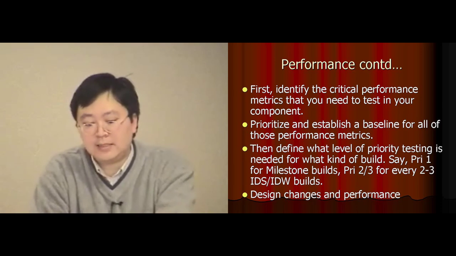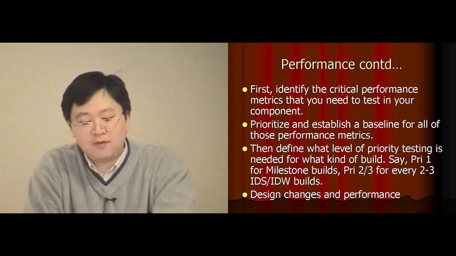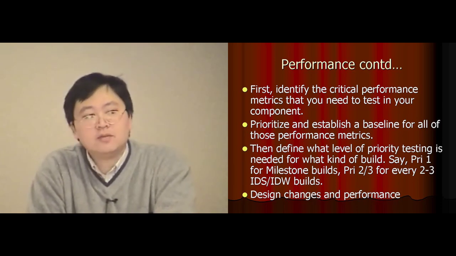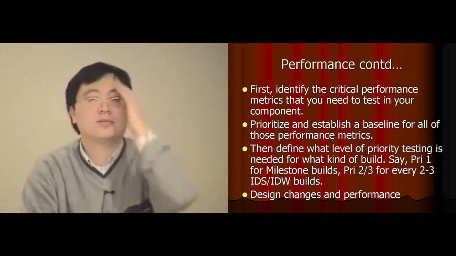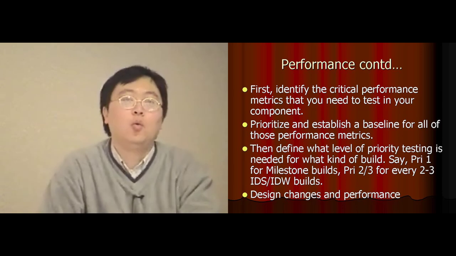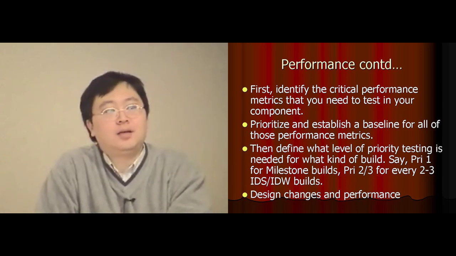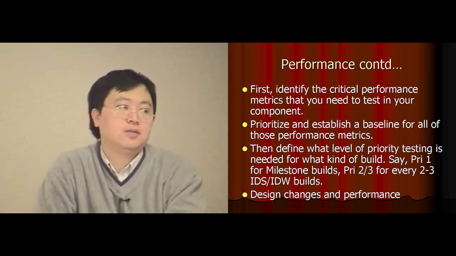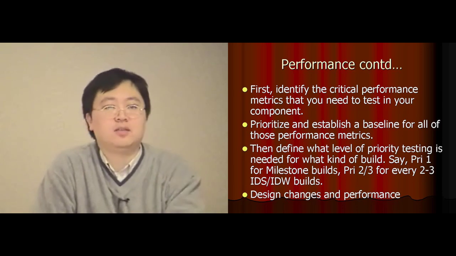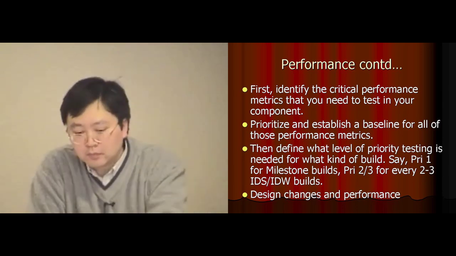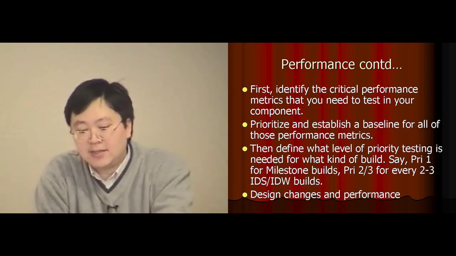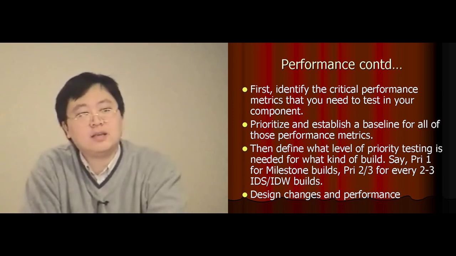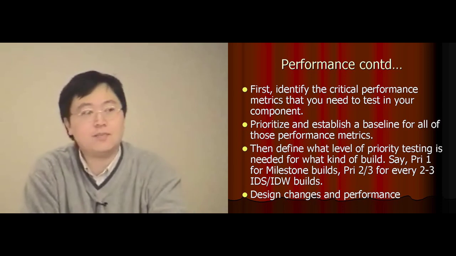For performance testing, first you have to identify the critical performance metrics that you need to test in your company. Most of the time, the services have performance data, like DHCP services, WINS services, or management services. Most of the services are more focused on performance, because so many people want to use these services, not individual applications. Then prioritize and establish the baseline for all those performance metrics. It's good that WINS already set up these metrics for you, so you just follow them.